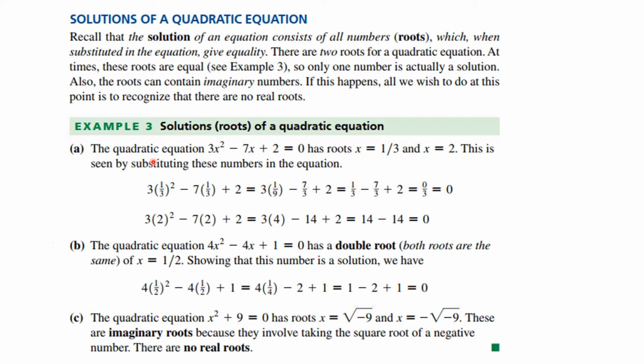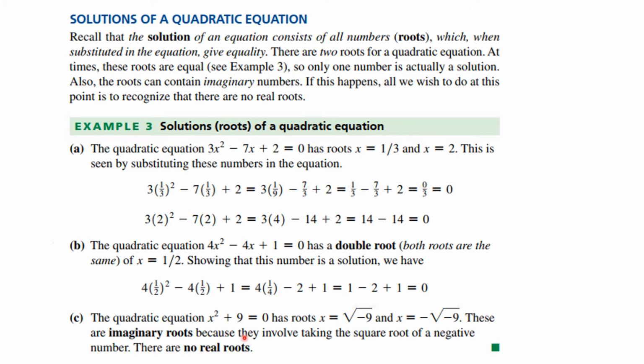So, for example, this quadratic equation has roots this and this, because if I take these values, 1/3 and 2, and substitute them in, I get 0. So the left-hand side, when I substitute these values in, is equal to the right-hand side. This quadratic equation has exactly one root. It is x equal to 1/2, but that's called a double root because when we put x equal to 1/2 in, we get the solution.